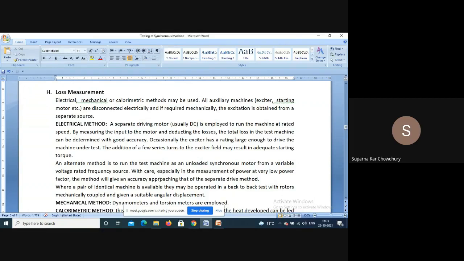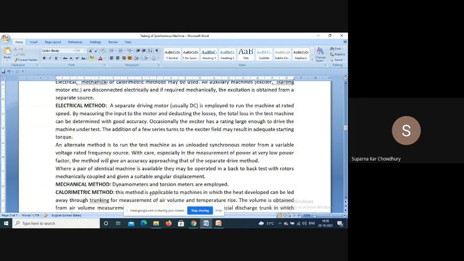Now in this case it will be the synchronous machine without excitation, without the brushes. So now there will be additionally windage and bearing friction loss. Then when the brushes are replaced, there will be additional brush friction loss. Then when we give the excitation, there will be core loss. So this way we can separate out the losses. This is one of the methods.